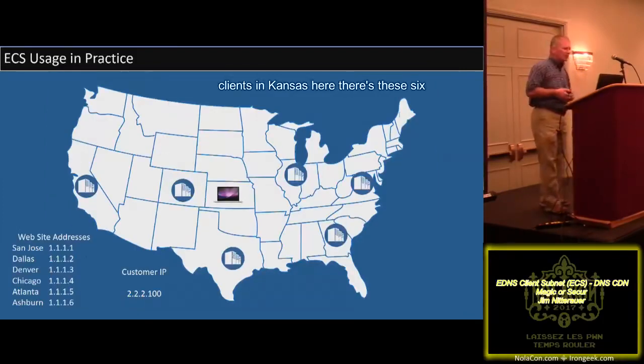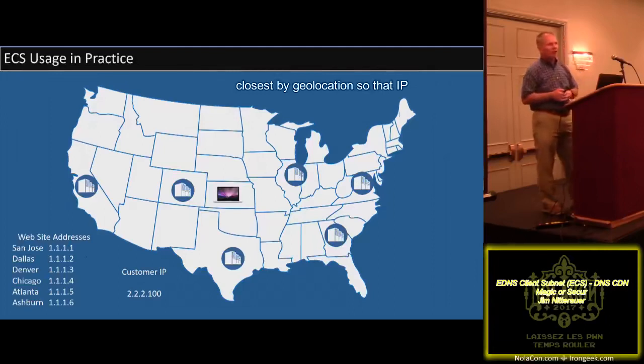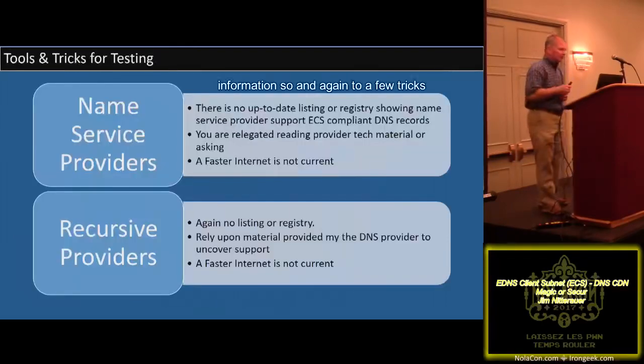So it kind of works like this. The client's in Kansas here. There are these 6 different data centers globally. And the client makes a DNS query. How does the DNS server know which data center to send that client to? It's all based on geolocation. So in this case, the one that's in Denver would probably be the closest by geolocation, so that IP address would be returned in the A record by an authoritative server that supports the EDNS client subnet information.